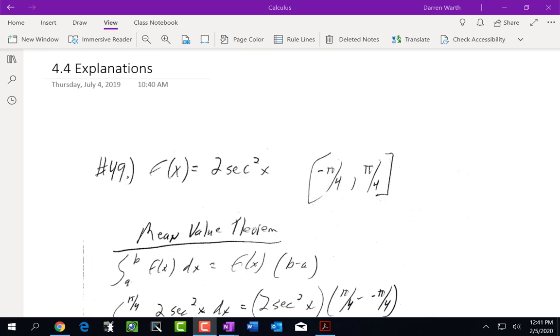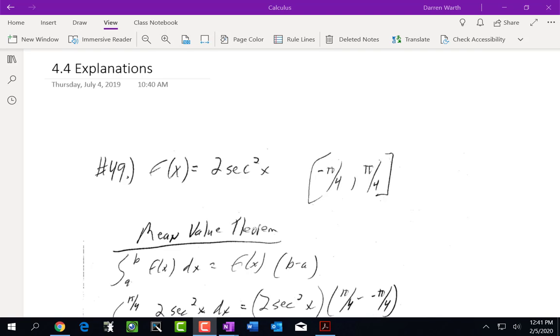Okay, as we take a look at problem number 49, it gives us f of x equals 2 secant squared of x, from negative pi over 4 to pi over 4. The directions say find the value of c guaranteed by the mean value theorem for integrals with the function over the given interval.